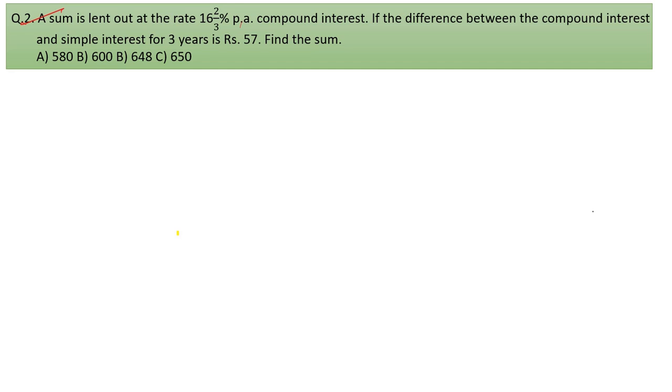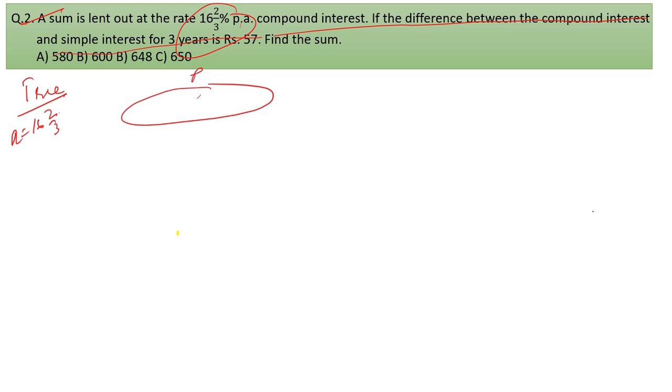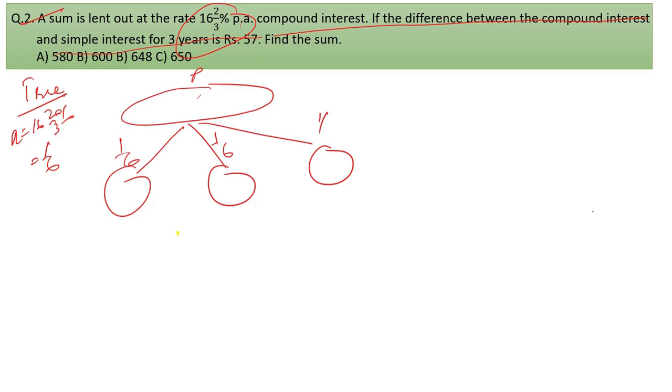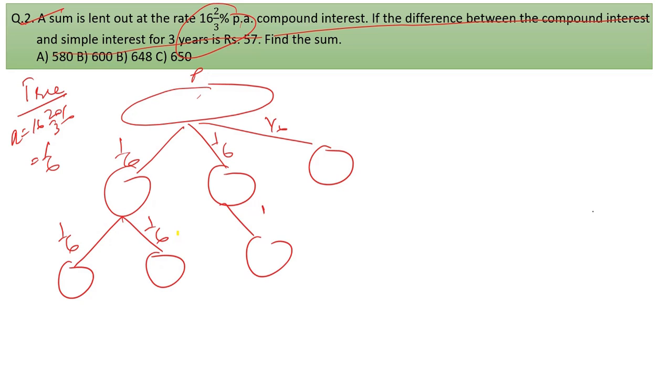A sum is lent out at 16.25% per annum. The difference between the compound interest and simple interest for 3 years is 557. In this question, the tree method will be the best method, so I'll be using the tree method. Here we have the principal. Here the rate is 16 2 by 3%, which is 1 by 6. This is the principal. We have 1 by 6 here, 1 by 6 here, again 1 by 6, 1 by 6 here, again 1 by 6 here, 1 by 6, 1 by 6, again 1 by 6.